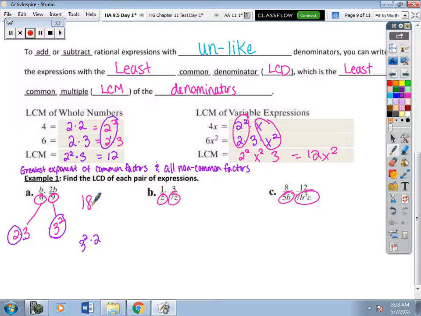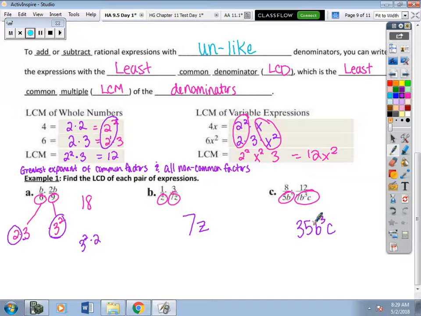See if you can try B and C, finding the least common denominator. And how about for C? Sam? 39 equals C. Perfect. And you're taking the larger exponent that they have in common from b cubed and b to the first.